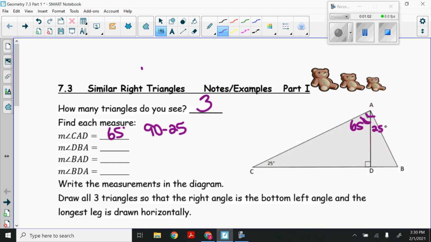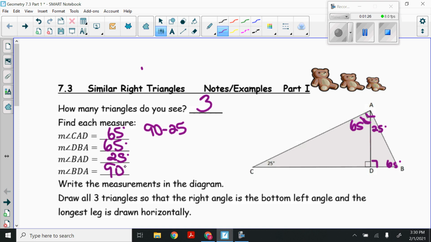So the measure of angle DBA, well, if that's 25, then this is 65 because that's 90. So this is also 65. The measure of angle BAD, up there we have already labeled that as 25. And finally, the measure of angle BDA we know is 90 degrees. So then it says write the measurements in the diagram.